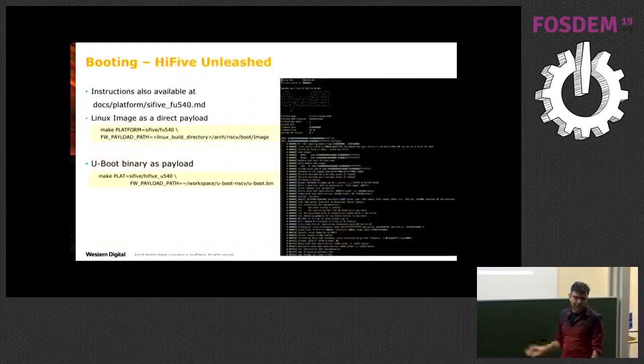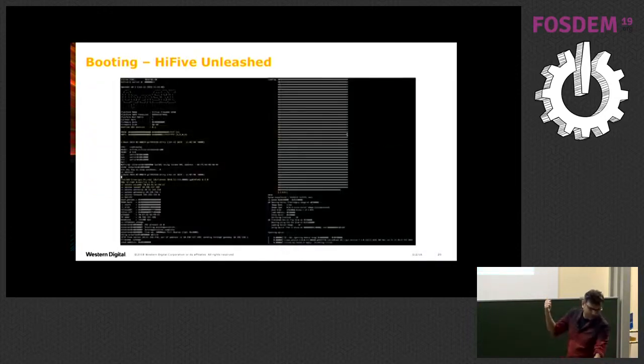A similar process applies on the HiFive Unleashed as well, where you just give your platform as the SiFive FU540 and your payload path as the kernel image, and for U-Boot, same thing. And this is a screenshot of OpenSBI booting Linux directly. I don't think it's visible, but anyway, I have a demo, so don't worry. This is another screenshot of OpenSBI booting Linux using U-Boot.